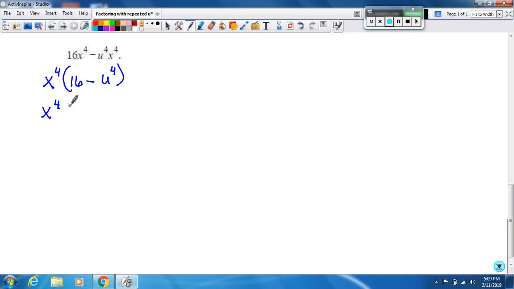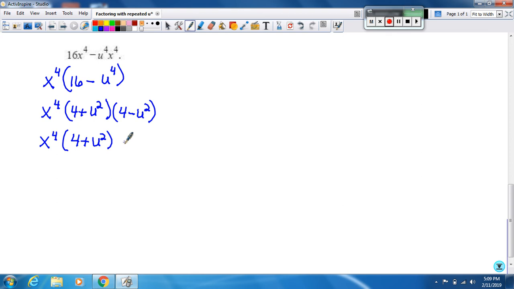This is a difference of 2 squares, so you make 2 sets of parentheses. The square root of 16 is 4. To get this negative, you have a positive times a negative, and you've got 4 u's, so you have to split them up evenly, so you put 2 in each one. I've got x to the 4th. There's no such thing as a sum of 2 squares, so you just write that down.